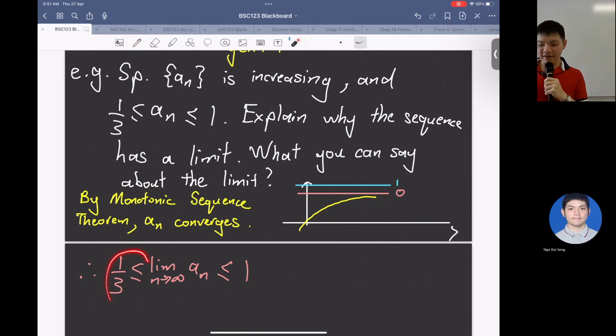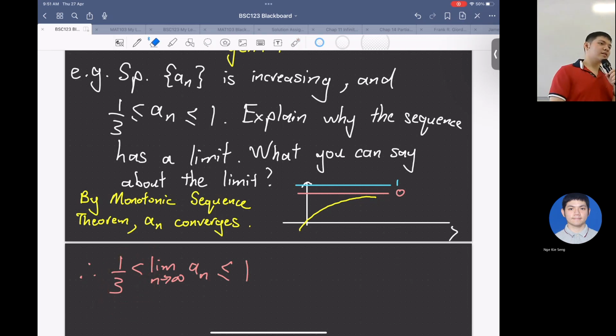So if I like, I can remove equal. Who can approach zero? You mean the sequence, right? Yeah, you can. I just say that the limit is less than or equal to 1. So if it is equal to 0, then 0 is still less than or equal to 1.